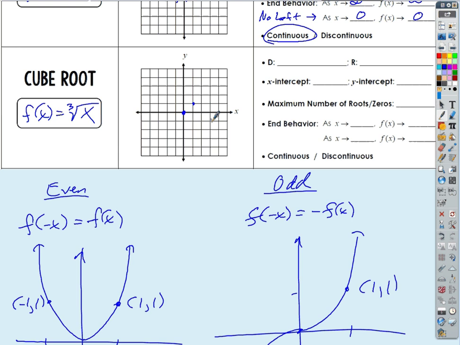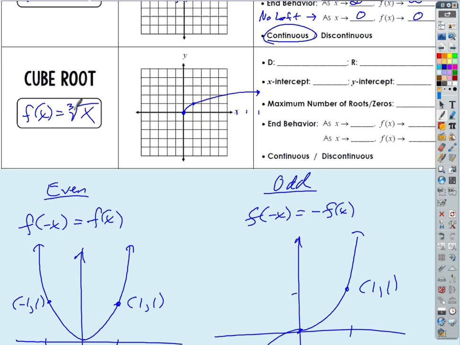What would be the next convenient point? 8, 2, right? If we put in an 8, the cube root of 8 is 2, so I've got to go clear over 1, 2, 3, 4, 5, 6, 7, 8. That one's going to be about right there. But I can do negatives on this. You're right. Like the other one, I can only not take even roots of negatives. I can take odd roots of negatives, and this is an odd root because 3 is odd, right? It's a cube root or a fifth root. Those are all examples of odd roots.